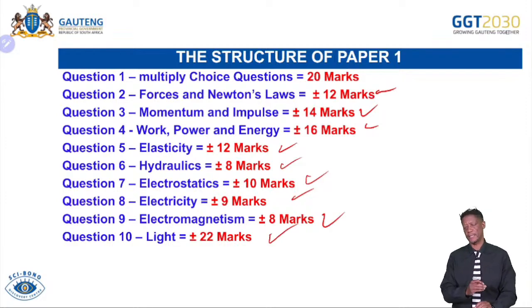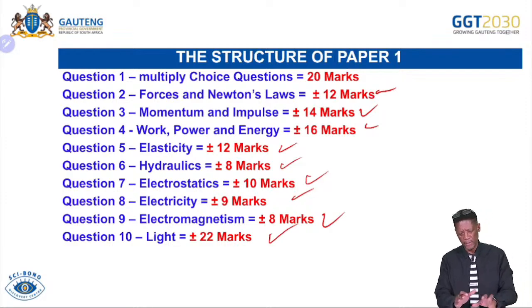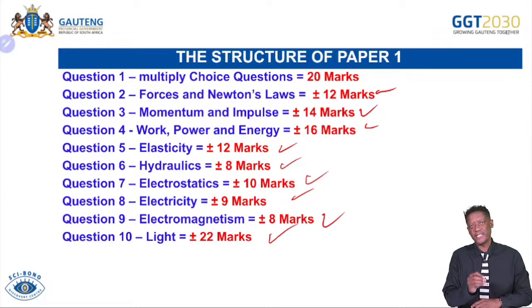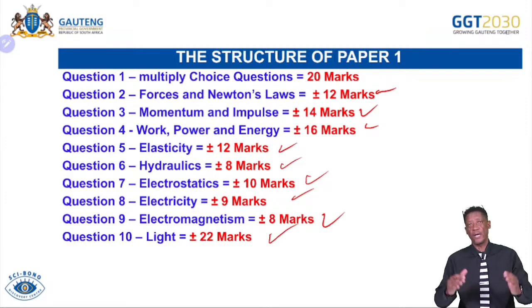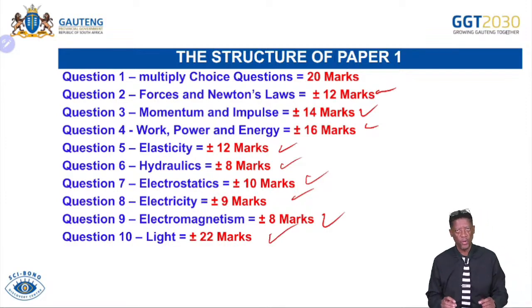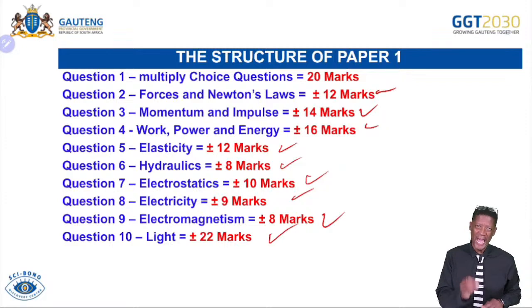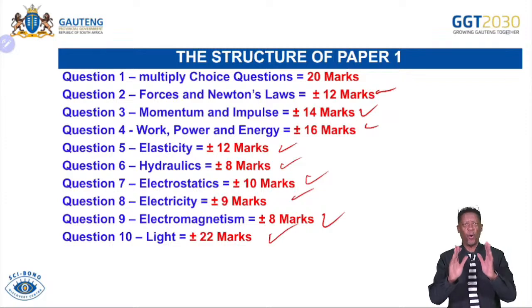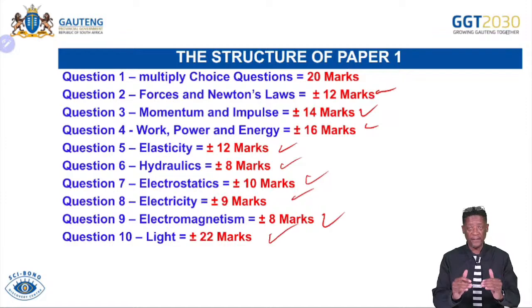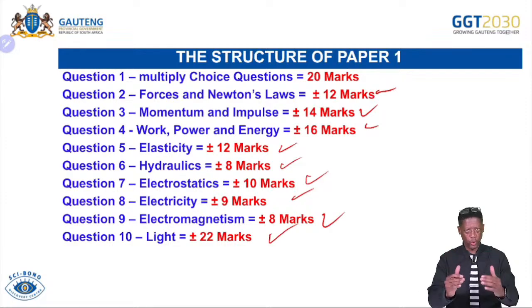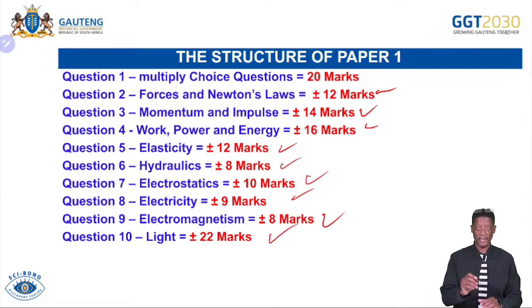Now, what I'm saying is, as you have this structure, there is no instruction that says you start with question 1, or you start with question 1 and follow with question 2. No, you can start with any question as long as you number it correctly. That is very important. You can start with question 10, deal with question 10, end that question, number it correctly, then go to question 5, then question 2, as long as you number them correctly.